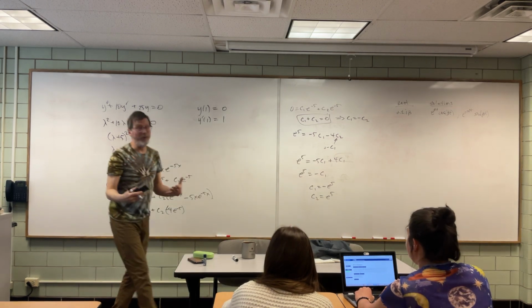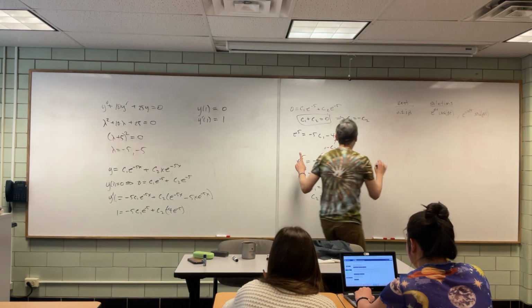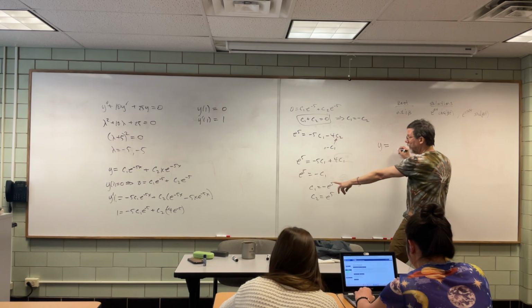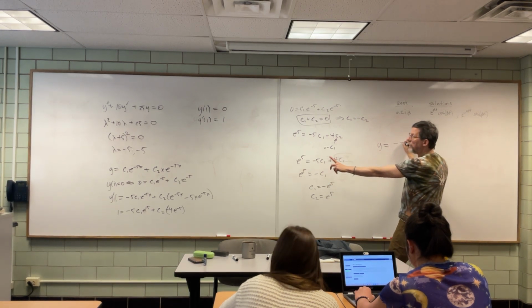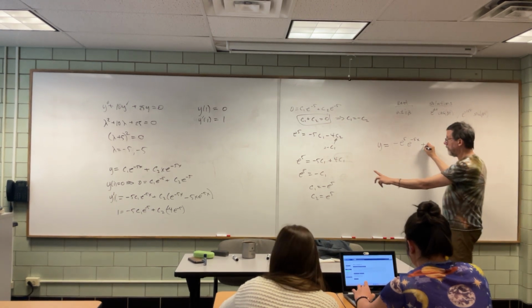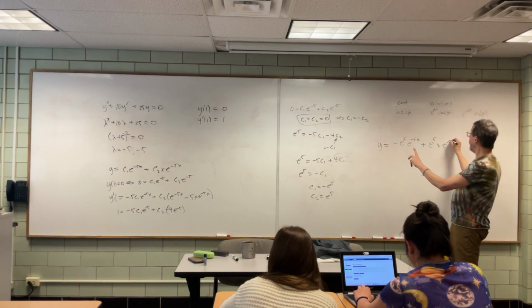And then when you write your solution out, it's not going to be pretty, but you could make it pretty. So let's write it out. My particular solution is going to be negative e to the fifth e to the negative 5x plus e to the fifth x e to the negative 5x.